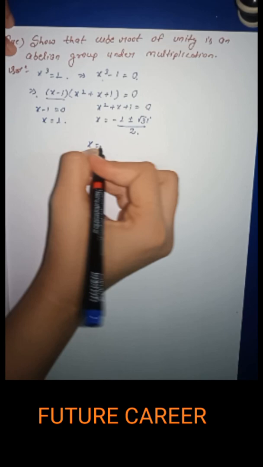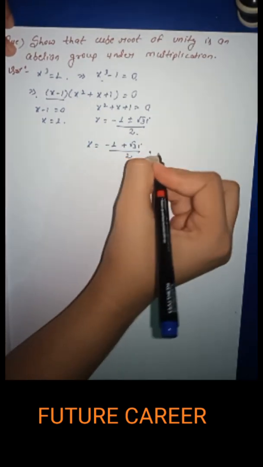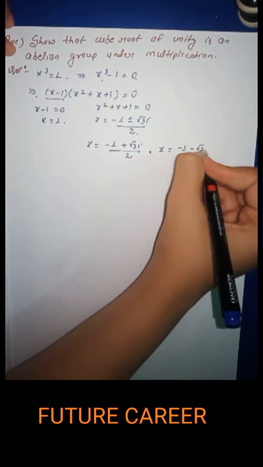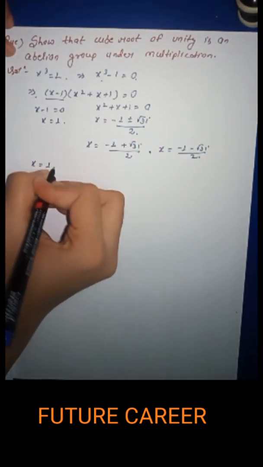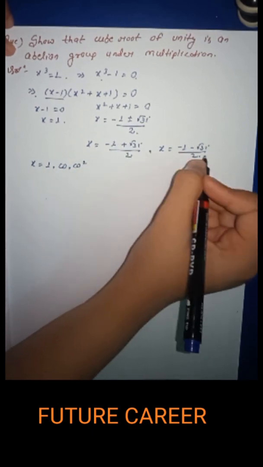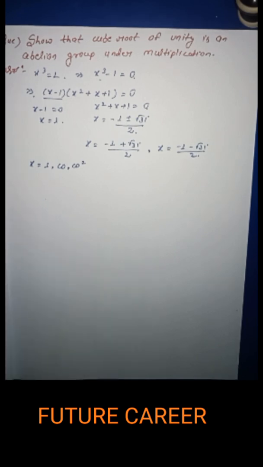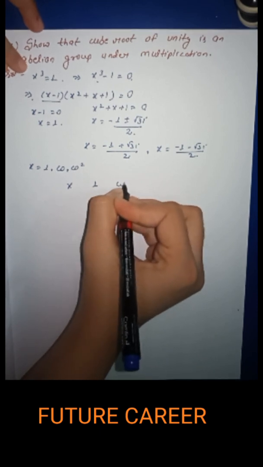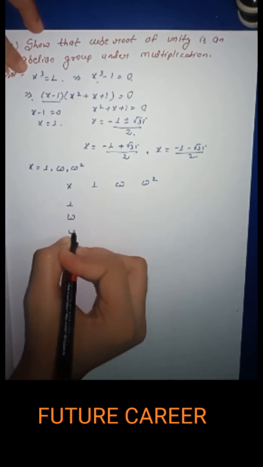Then x equals minus 1 plus root 3 iota upon 2, and x equals minus 1 minus root 3 iota upon 2. So the values of x are 1, omega, and omega square. Now we make a table for this: x is 1, omega, omega square.